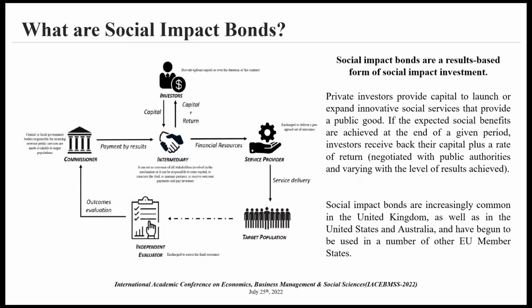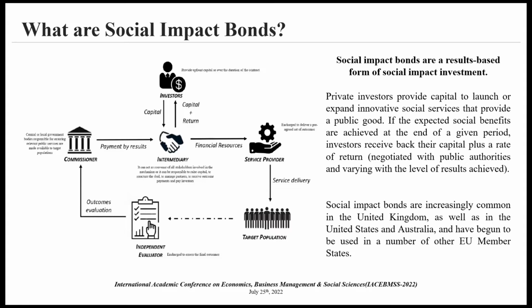On the left side, you have the commissioner, usually a public sector authority like a minister, that decides to provide a service to a target population by using the capital provided by private investors. For this reason, the commissioner asks the intermediary, usually a social finance intermediary or a bank, to raise the money by involving private investors. So the investors usually expect to receive back their capital plus a return.